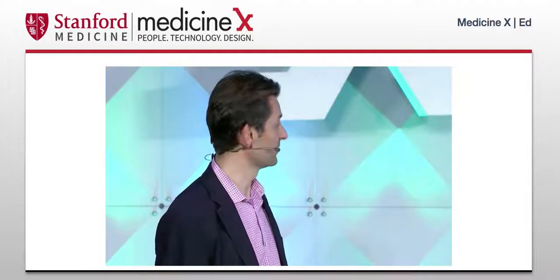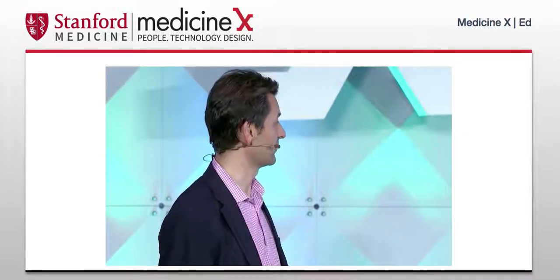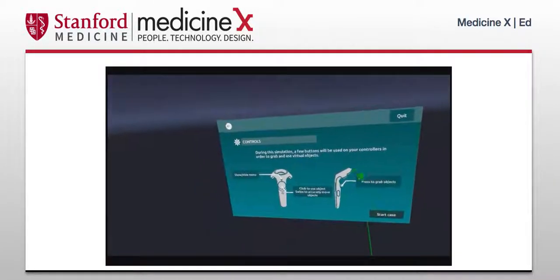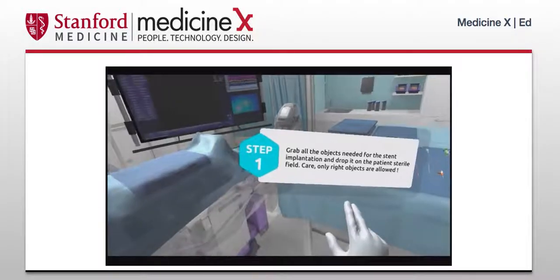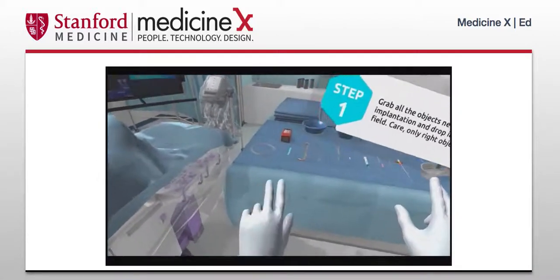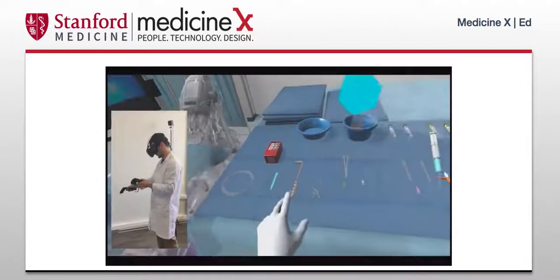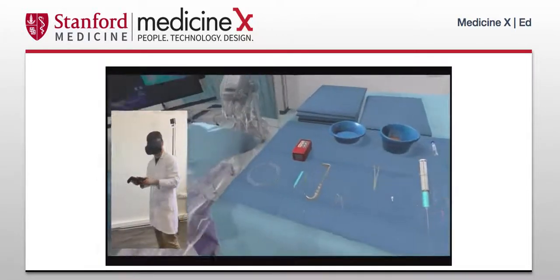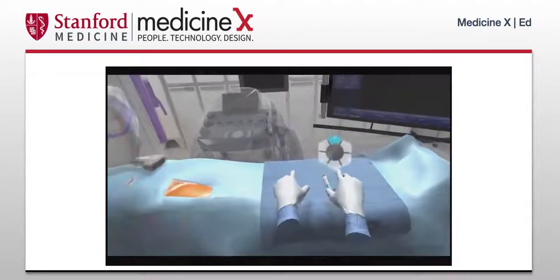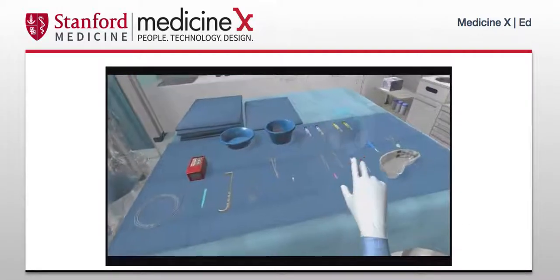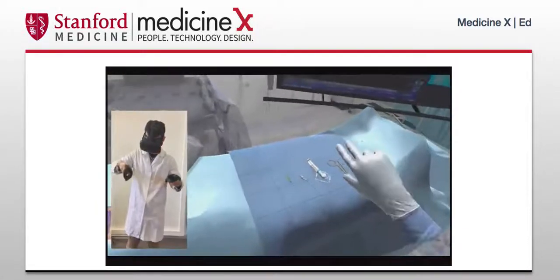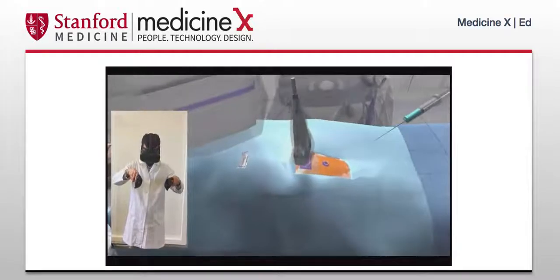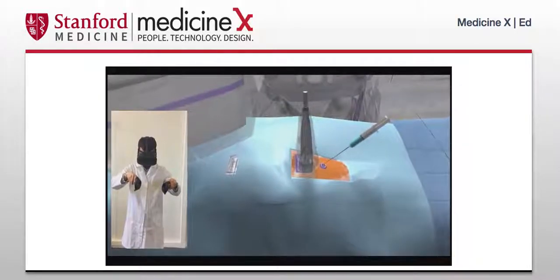So let's see, hopefully, oh yeah. This is the virtual reality module. This is a really fun part. This is where you put on the HTC Vive headset, and we have all the equipment. This looks just like my lab, by the way. The team did an amazing job to just simulate what a typical endovascular suite looks like. And you can see that you're guided through getting the right equipment.